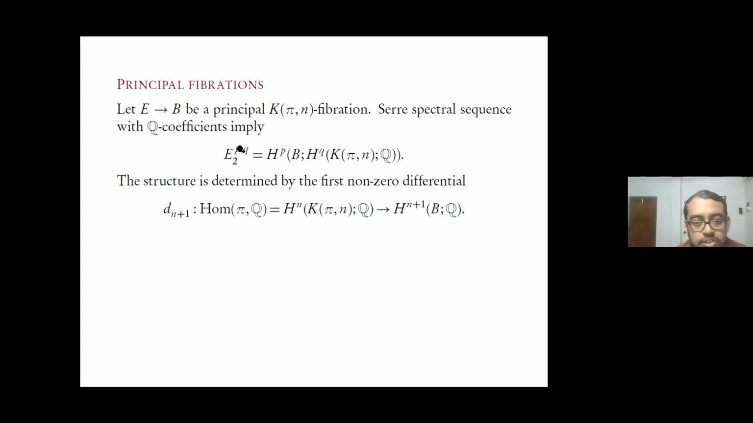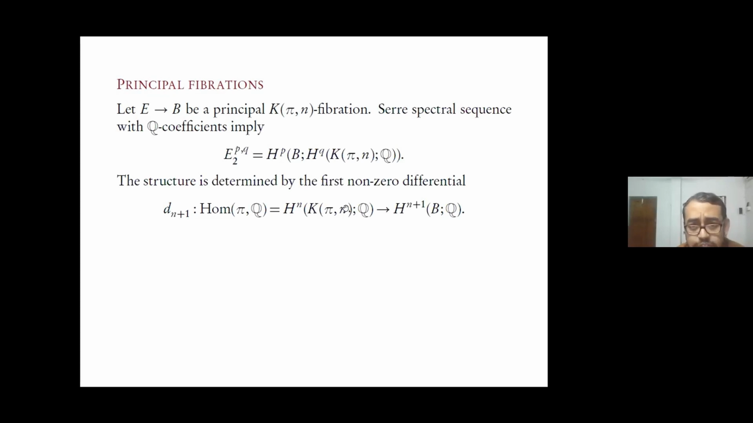Okay. So the structure of this spectral sequence at the E2 page is determined by the first non-zero differential, and that essentially goes from this thing, which is basically E_2^{0,n}, because H0 of B is just whatever the coefficient is, since B is path connected. And then that goes to E_2^{n+1,0}, and that is H^{n+1} of B with coefficients in Q, which is just H^{n+1}(B; Q). So this is the first non-zero differential.